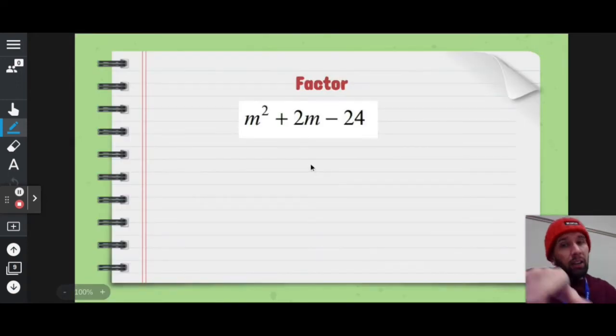Now, in this case, there's nothing that I can pull out. There's no number, at least, that I can pull out. There's no number in common with all three. And there's an m squared, there's an m, there's no m, so there's no m I can pull out. So this is a quadratic.